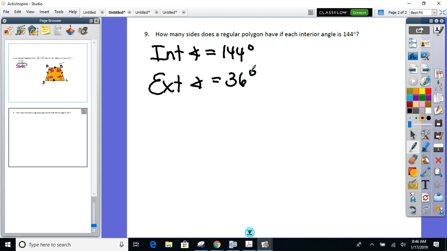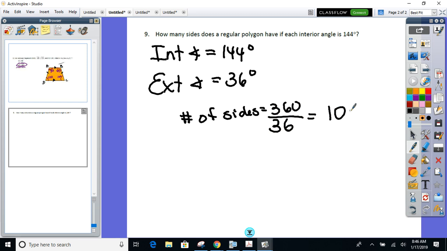Why do I want to deal with the exterior? Because what do they all add up to no matter how many sides? 360. So to find the number of sides, I can take 360 and divide it by one of the exterior angles of 36, and that'll give me 10 sides. A decagon.